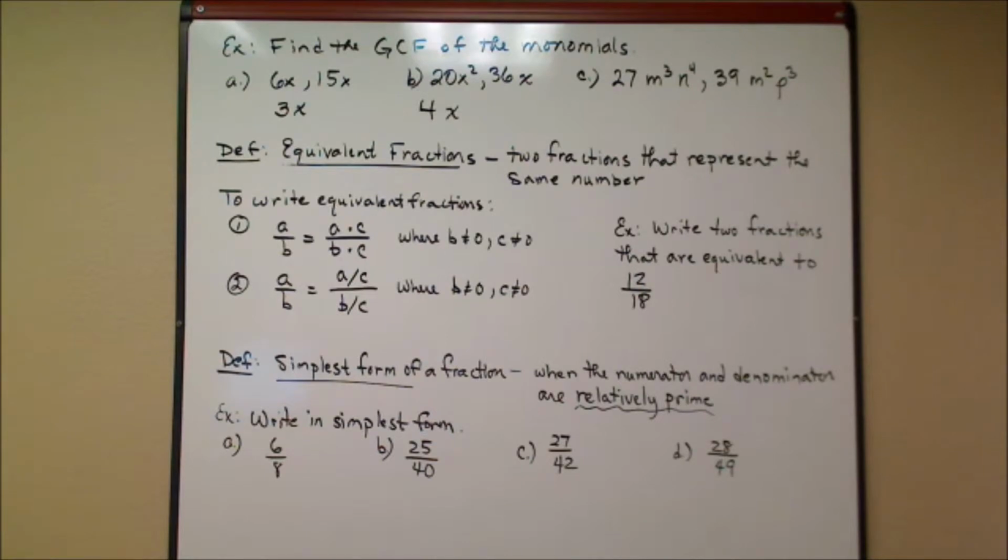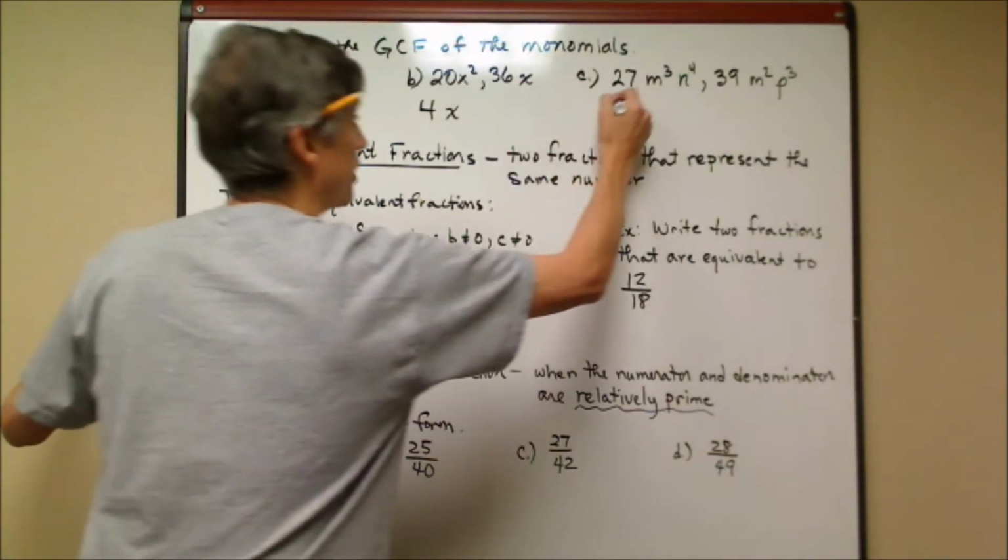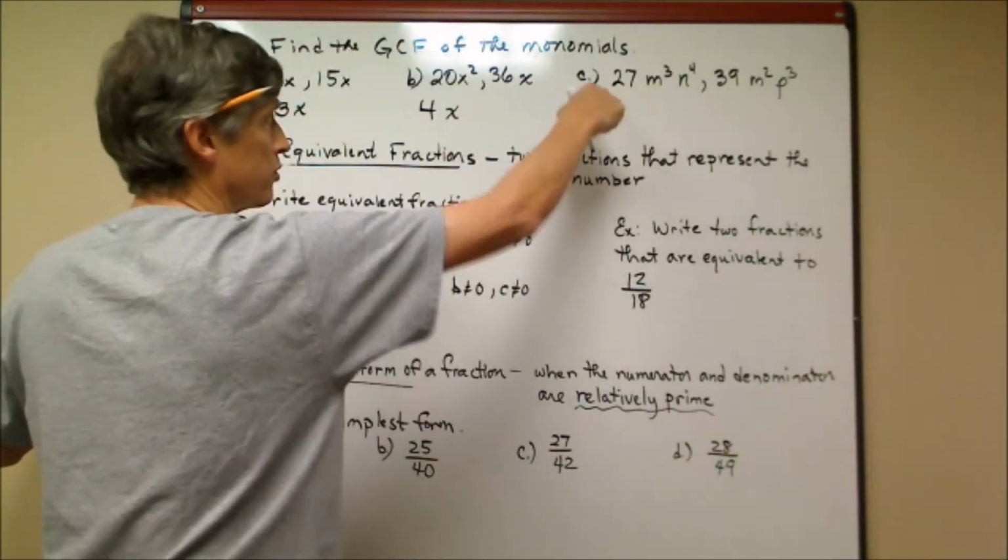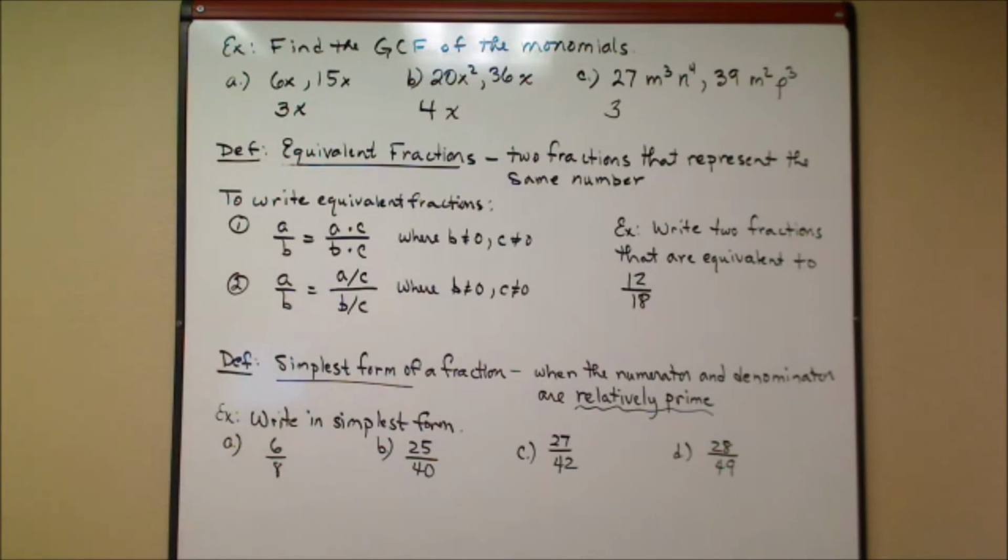On the last example, I threw a couple variables in there. 27 and 39 are my coefficients. The biggest number I can think of that goes into both of those would be the number 3. So I'm going to start off with a 3. Now, if you're not sure that it's 3, you go through the steps that I showed you before by finding the GCF of the numbers, of the coefficients.